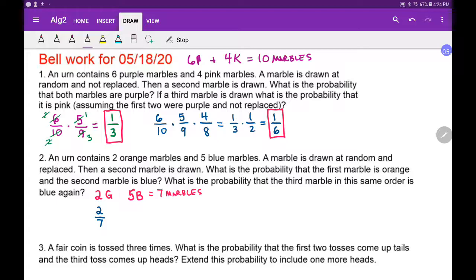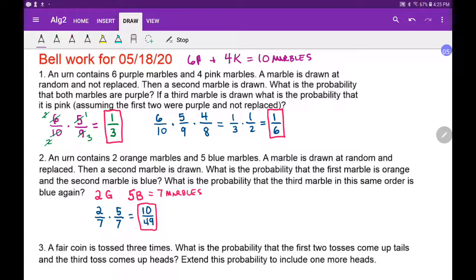And the second marble is blue. Well, it's 5, and it's still 7 because I put that marble back. So I don't have to reduce the bottom. It's always 7 on the bottom if I keep throwing the marble back into the urn. So what's the probability that that happens? Nothing cancels. So I get 10 over 49, so just about a 20% chance. And then you go ahead and tell me the probability that I get a third marble in the same order and have it be blue again. You go ahead and finish that one.